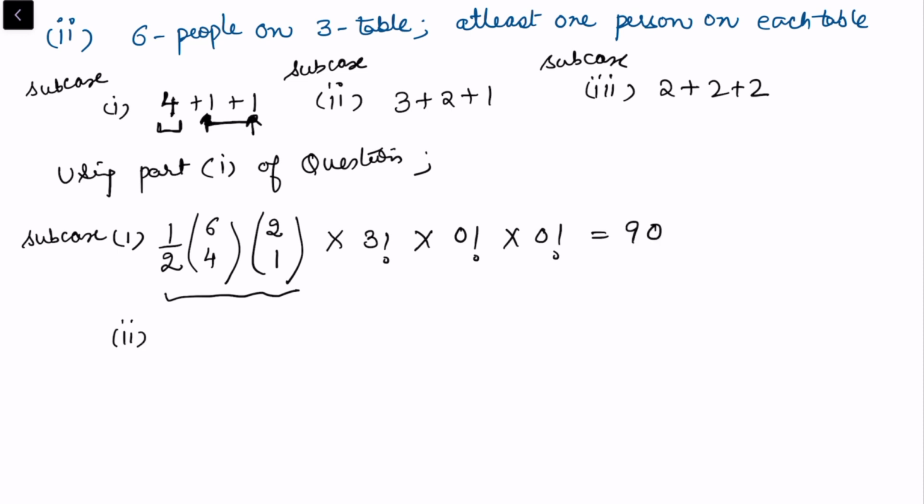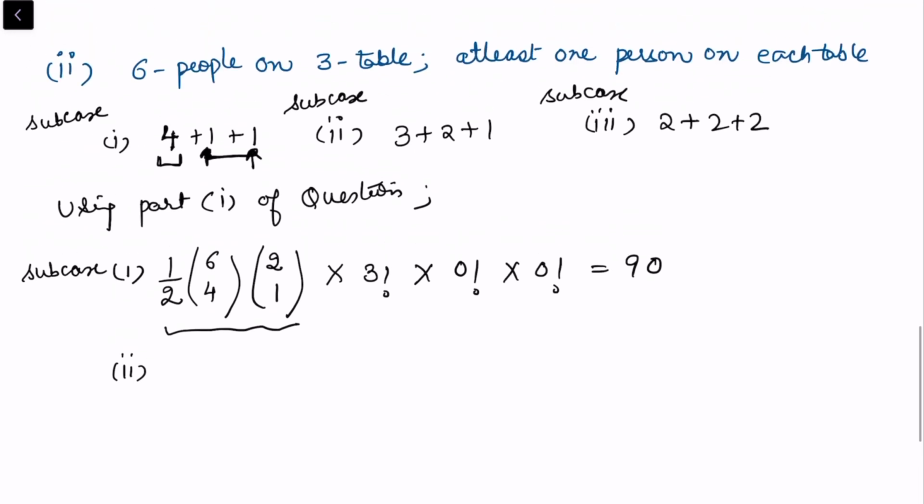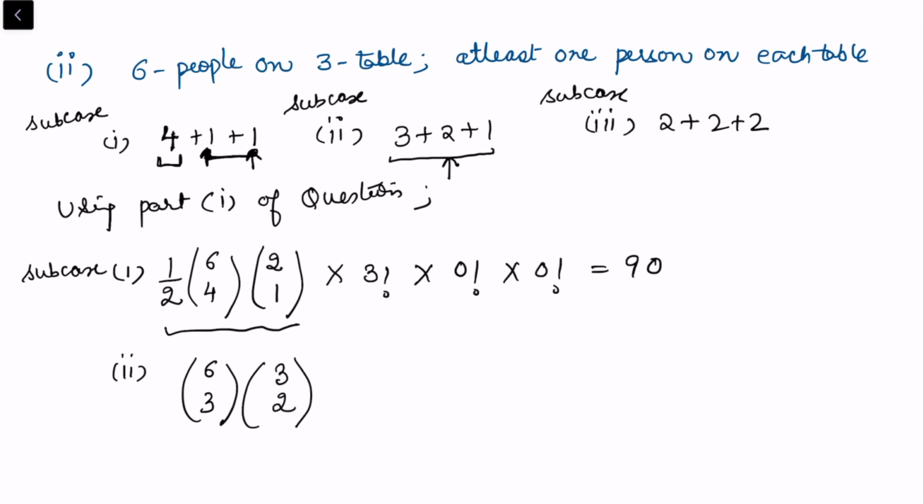The second subcase again. Now you can see here all the people sitting at the tables are of different sizes: 3, 2, 1. So there is no grouping required. We first select 3 people out of 6, and from the remaining 3 I want to select 2 people, and that remaining 1 will obviously go to the third table. So 1 out of 1 you can keep, or you can leave that as 1. And then this 3 goes on the round table.